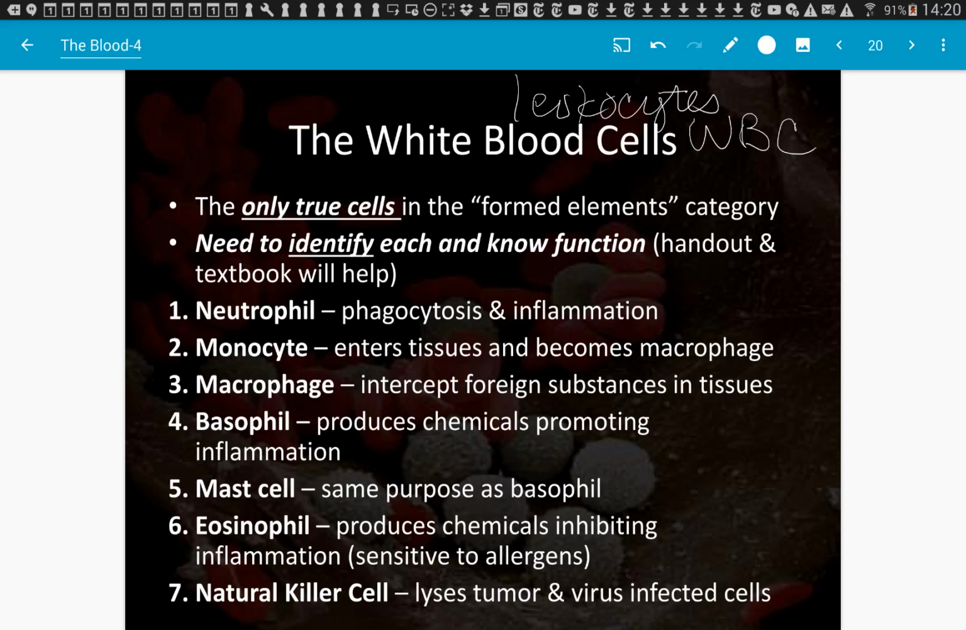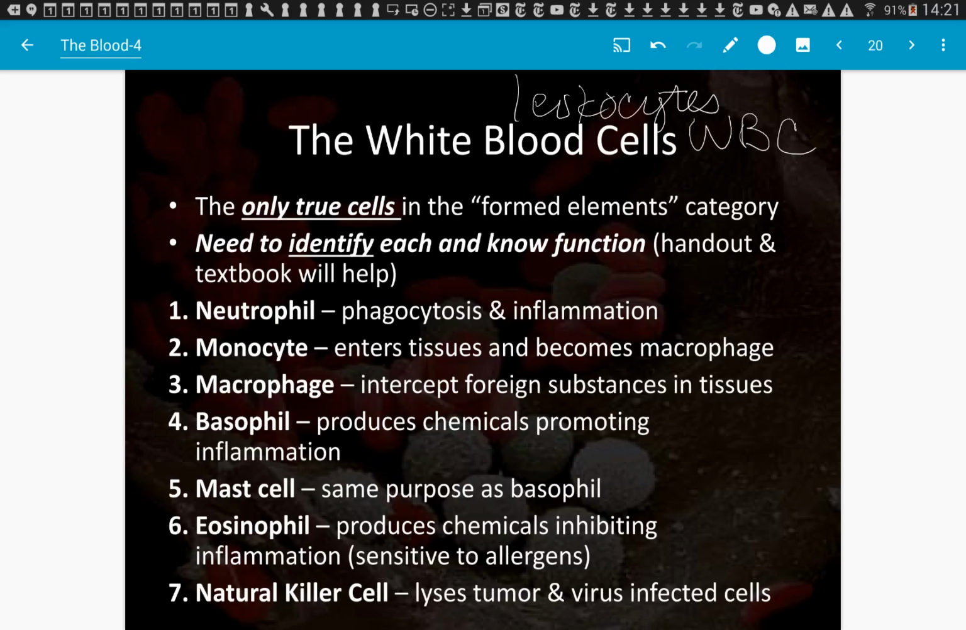So those are two different terms for white blood cells in general. Remember, they're the only true cells, and we're going to go through what these cells do briefly and look at pictures, because on your exam next week you will need to be able to identify the major white blood cell types, and I will give you the information you need to do that in just a moment. Since this is recording, I'll be able to put it up and you can refer back to it. So we have a list here of different types of white blood cells, and we're just going to start here.